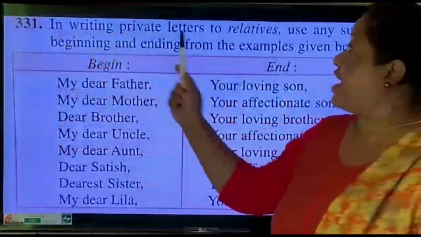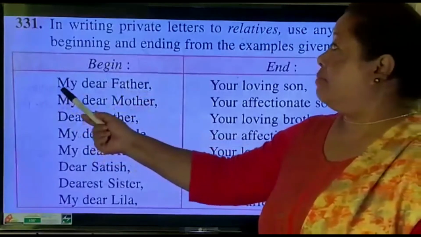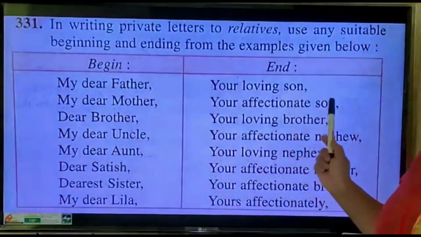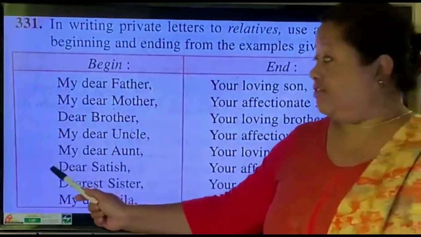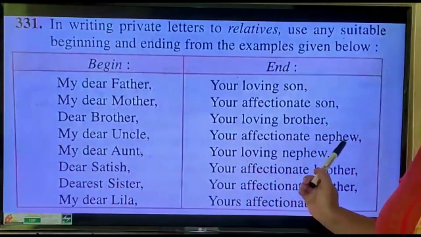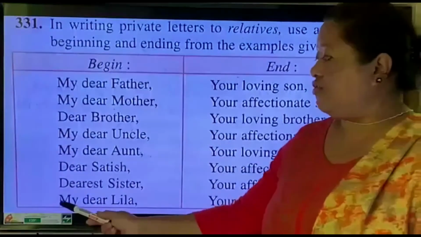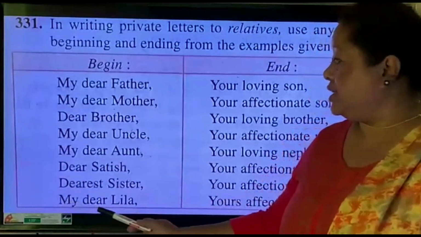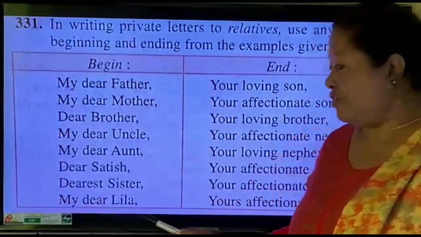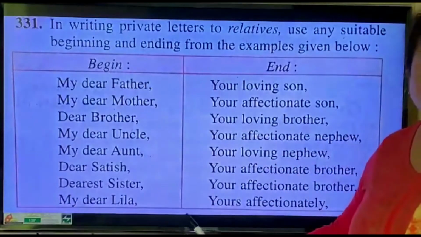Alright, while writing private letters to relatives or to families, you can begin with "My dear father" if you're writing to your father, and end with "Your loving son." If you're writing to a relative, "My dear uncle," and you can end with "Your affectionate nephew" or "Your affectionate niece." When you are writing to friends, you can either write "My dear Leela," or "Dear Leela," or "Dear" and the name of your friend, and end with "Yours affectionately" or "Your loving friend."